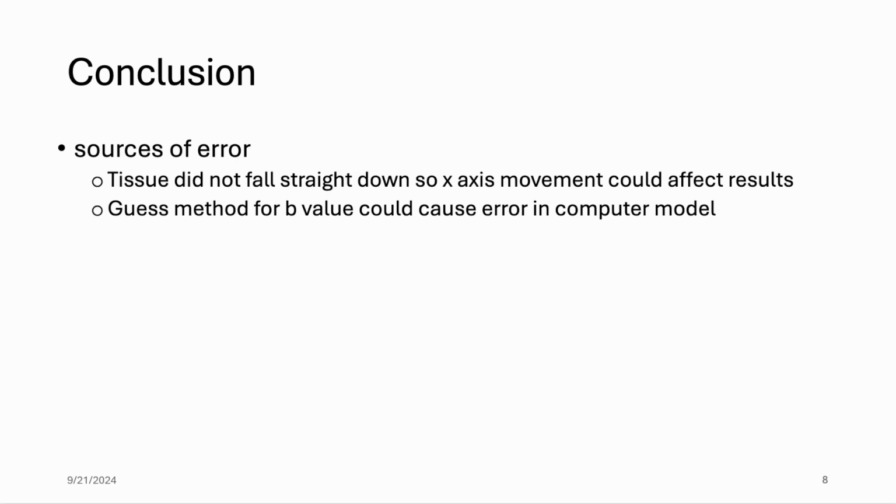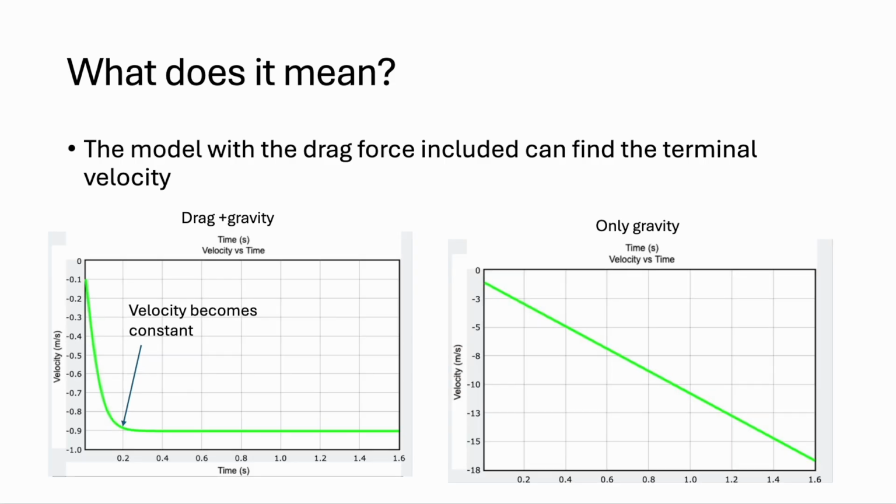So for the "what does it mean" question, the model with drag force can show the terminal velocity. As you can see in the first graph for the velocity versus time on the drag computational model, you can see the velocity becomes constant, versus on the only gravity computational model, the velocity doesn't become constant.